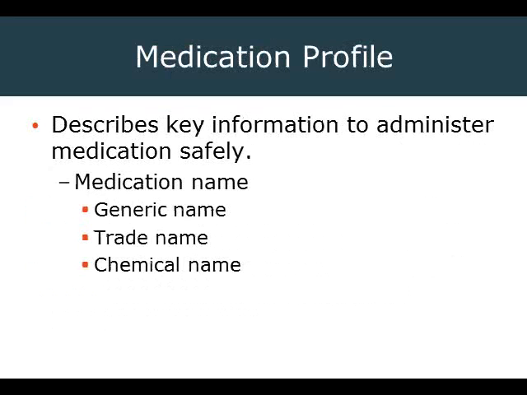So, the medication profile. The medication profile has some key information to administer medications safely. Of that, it usually has at least 2 of the 3 names. Each drug has at least 3 names that we use, and that is the generic name, the trade name, and the chemical name of the drug. We typically do not use the chemical name of the drug because it's more than a mouthful by many means.